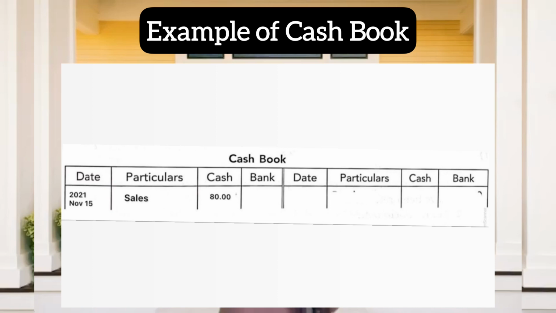All cash received, either by cheque or money, is recorded on the debit side, while all cash payments, either by cheque or money, are recorded on the credit side. A cash book consists of a 2-column cash book and a 3-column cash book.